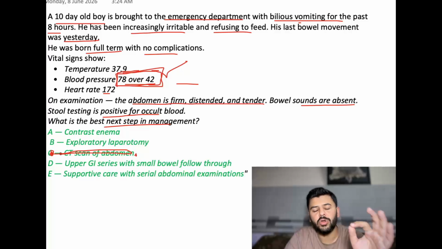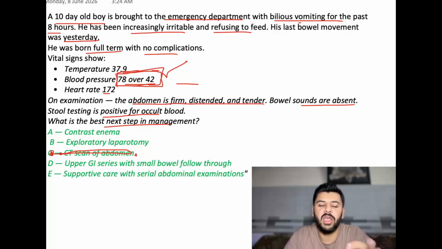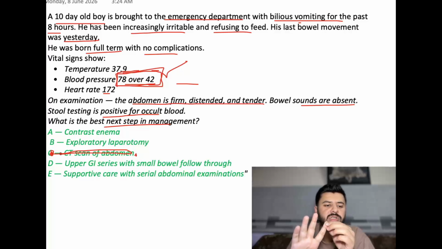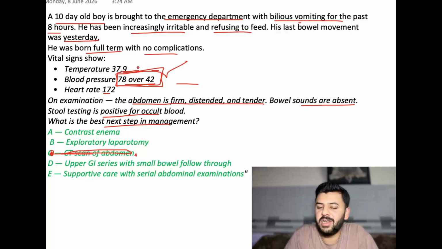Just fix it into your memory. Never do a CAT scan in an unstable patient. Whether it's a boy, a girl, a male patient, a female patient, an elderly, a pediatric patient, whatever it is, do not do a CAT scan in an unstable patient. Never. That's a big no, okay?